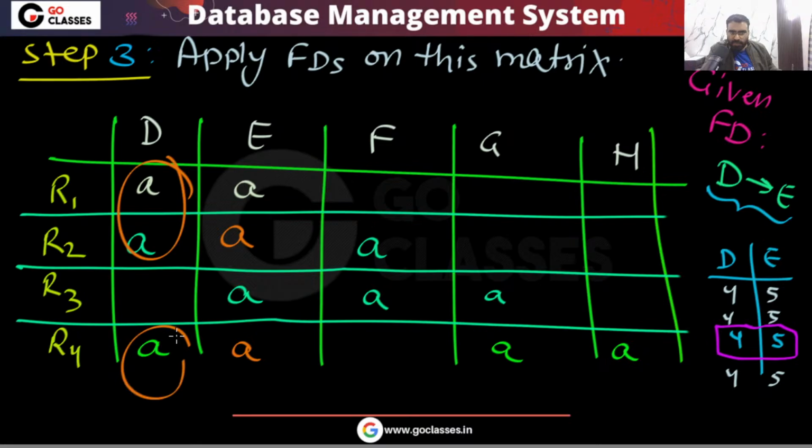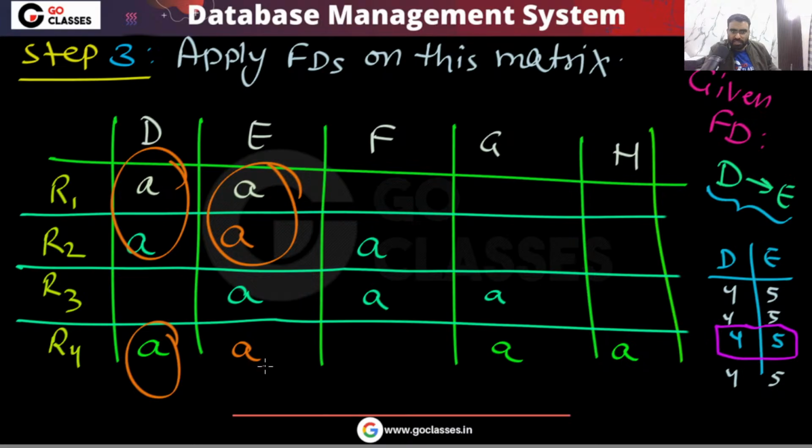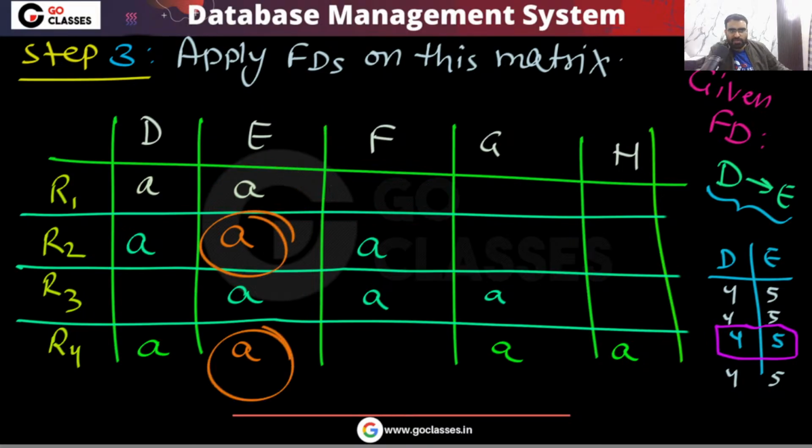Look at these three tuples under the column D. Here the D value is A. D determines E, this functional dependency is given to us. So whenever two tuples have the same D value, they must have the same E value. So for these three tuples, the E value must be the same. This value of E is already A, so automatically this value also will be A, and this value also will be A. Like this you can apply the FD. This is what I'm saying: apply the functional dependencies in the matrix.